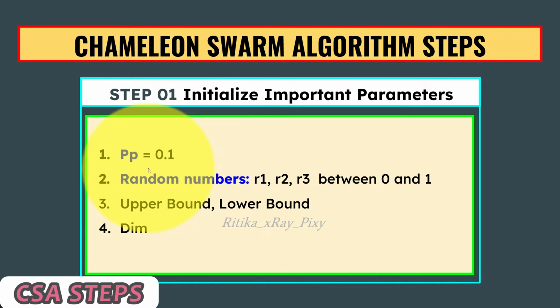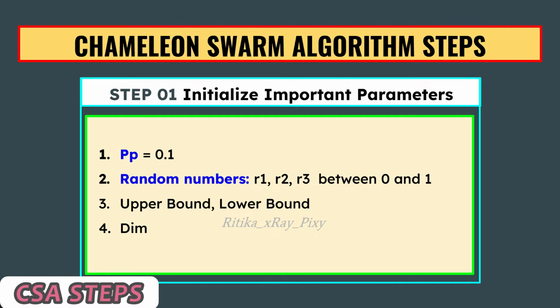The first parameter we have here, pp, the value for this is 0.1. That is the probability of the chameleon perceiving prey. The fixed value we are using here is 0.1. After that, we have 3 random numbers. They are used in this algorithm, and the range for the number is between 0 and 1.